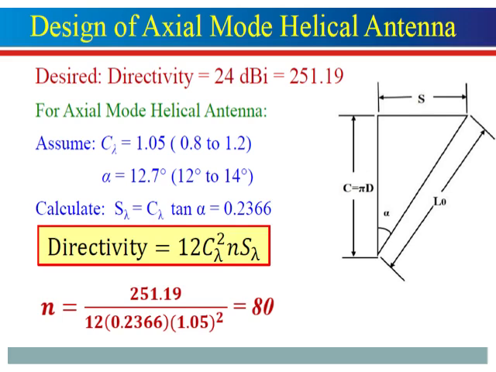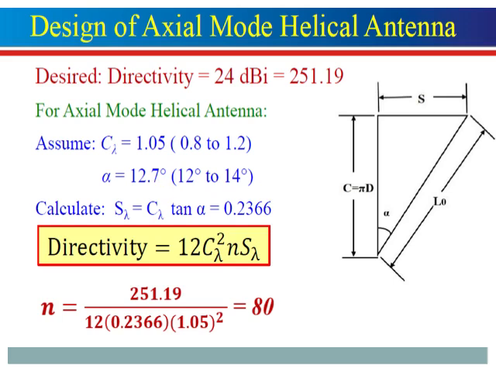Now let us discuss the design of the axial mode helical antenna. This is our helical antenna, which has dimensions L0, S and C. The pitch angle is alpha. For this design, the given data is directivity. We need a directivity of 24 dBi. If I convert this to the normal value, it is 251.19. For the axial mode helical antenna, let us assume C lambda is equal to 1.05, which is in the range of 0.8 to 1.2, and alpha can be assumed as 12.7 degrees, since it has to be in the range of 12 degrees to 14 degrees.